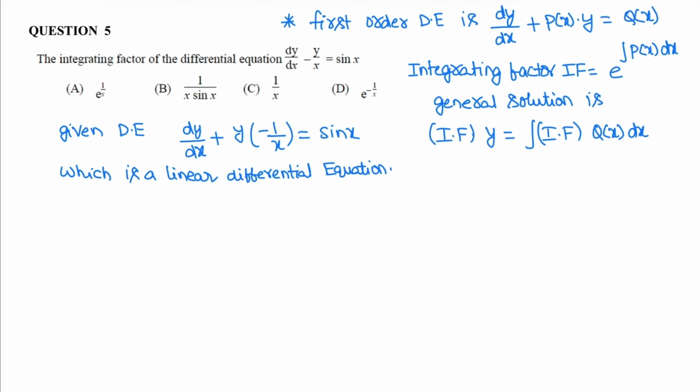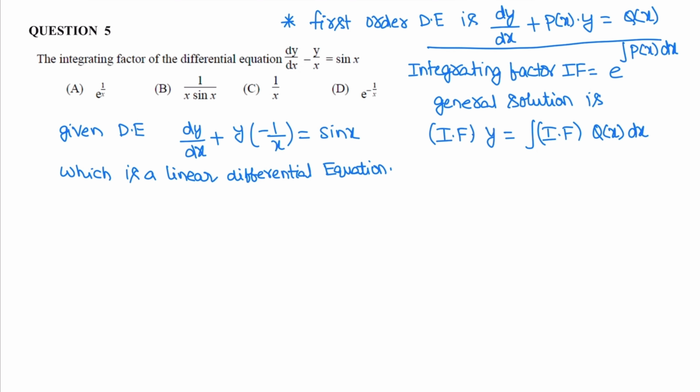Next question, question number 5. The integrating factor of the differential equation dy by dx minus y by x is equal to sin x. The first order differential equation is given as dy by dx plus p of x into y is equal to q of x. This is the expression for the first order differential equation. So from this, p of x and q of x are the functions of x.